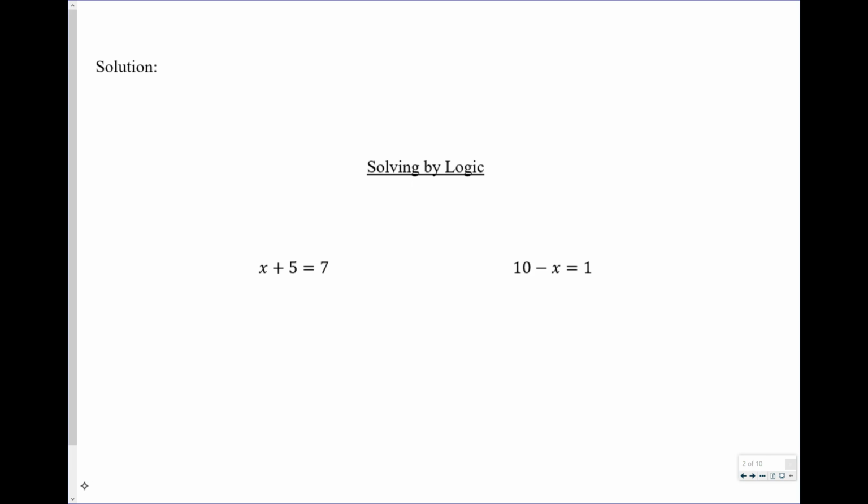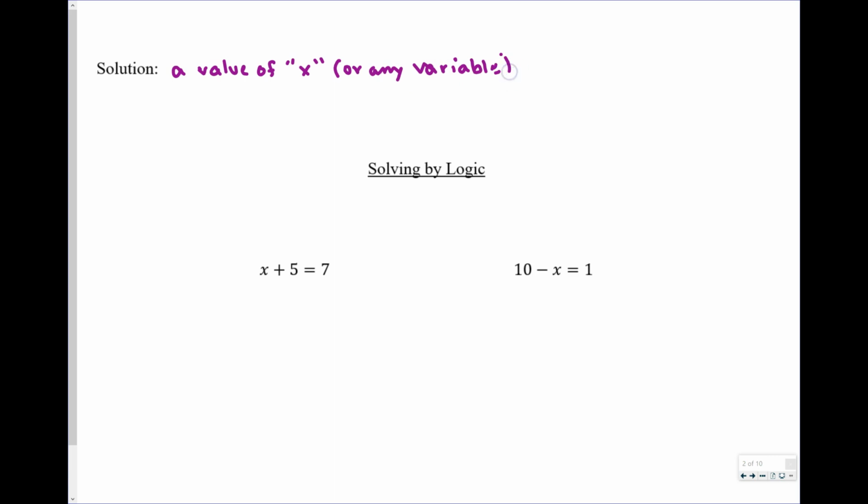So let's start off by talking about what a solution to an equation is. A lot of you guys say things like, I'm solving this, I'm solving that, when really you're simplifying or you're rounding or you're doing something else. Solving means something very particular. Solving and a solution means that you're finding a value of x, or any variable, not just x. I'm going to use x because it's the most common. And this value of x for a solution is the value that makes an equation true.